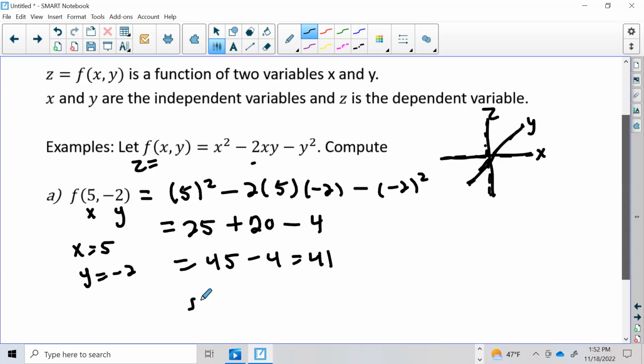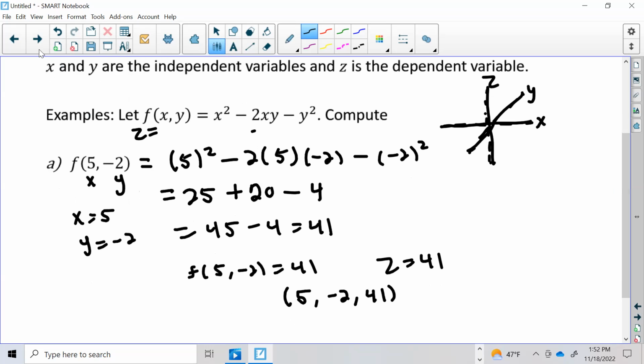So again, f of 5, -2 is 41, or again, sometimes they say z equals 41. And then if we talked about what the actual point was, the point would be (5, -2, 41). But again, most of the time we're just going to write it as f of x y equals whatever value we get.